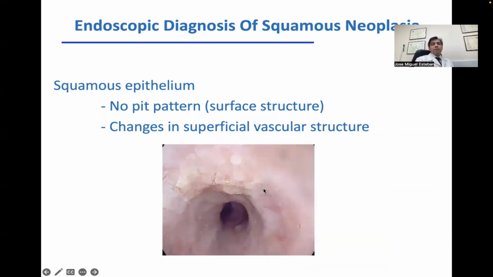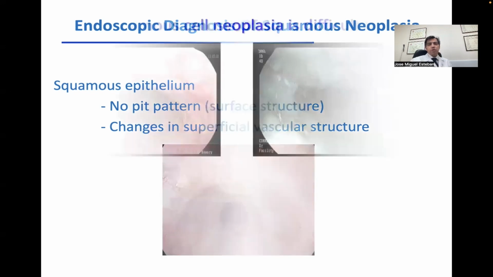And what about the squamous epithelium? In some cases, as you can see in the video we have seen previously, there is no real surface structural alteration, and you can also have some kind of submucosal cancer. So you have to take care and pay attention to all changes in the superficial vascular structure. This is the most important thing you have to see in the endoscopic examination of squamous neoplasia.